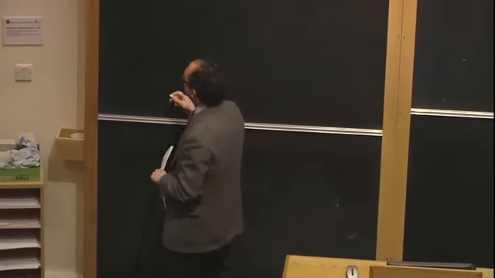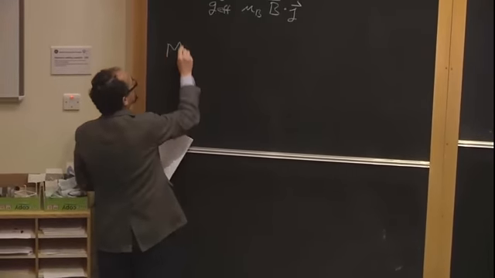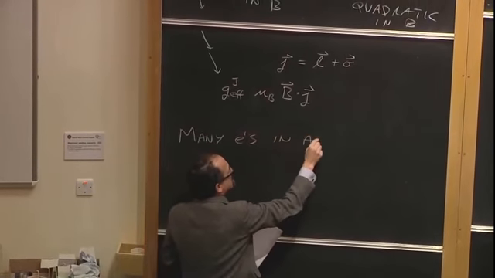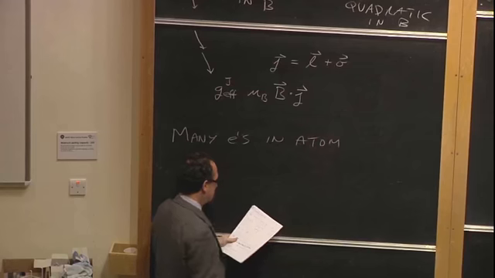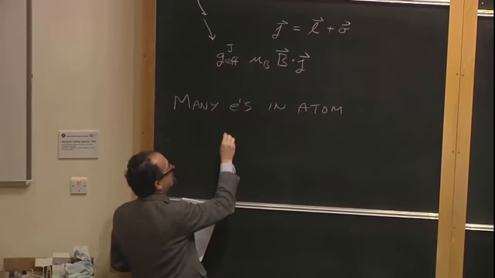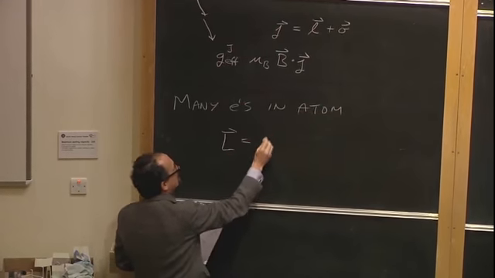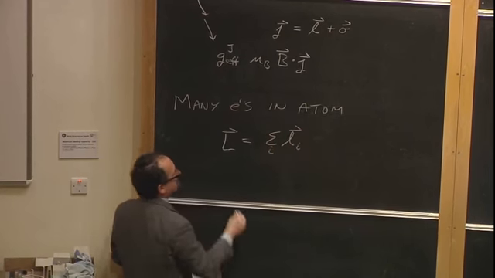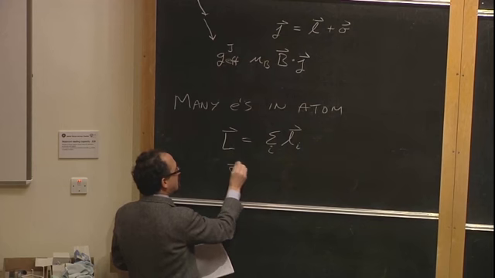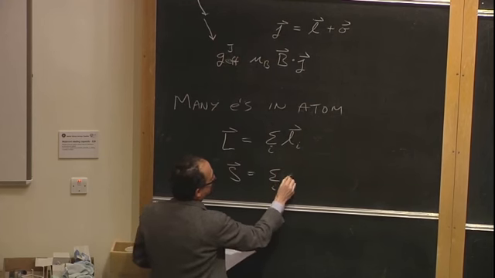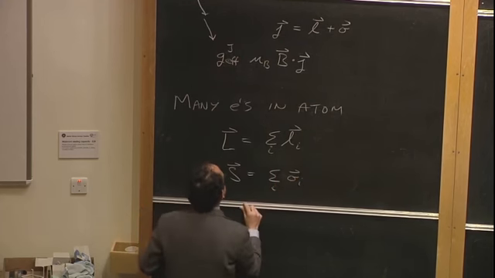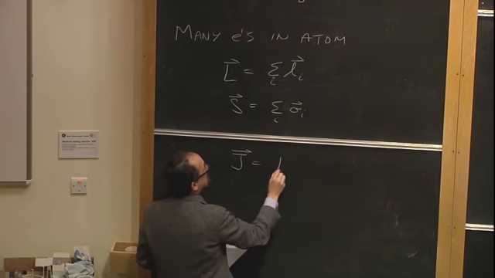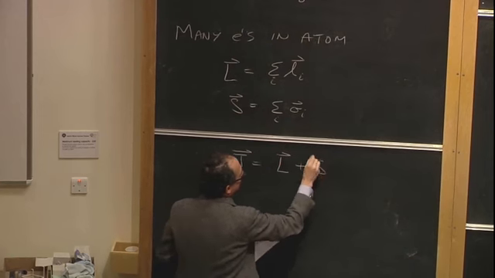It's more complicated because we have many electrons in an atom, not just a single electron. That means we have to keep track of the entire angular momentum, capital L, that's the sum over all the electrons of the orbital angular momentum of each electron, and then the total spin angular momentum, which is the sum of all the spin angular momenta of each of the electrons, and of course, the total angular momentum altogether is the total orbital plus the total spin.